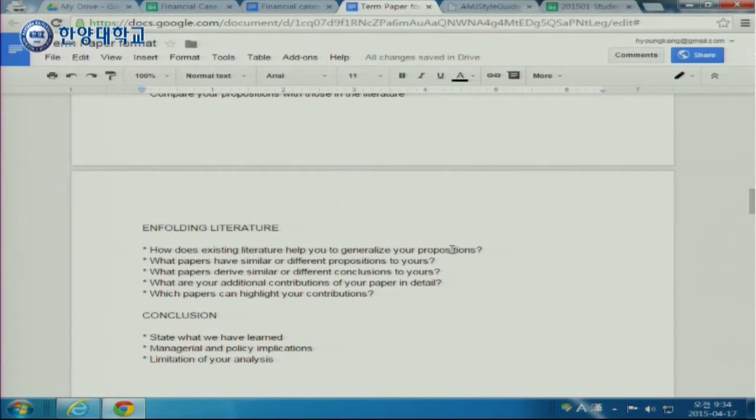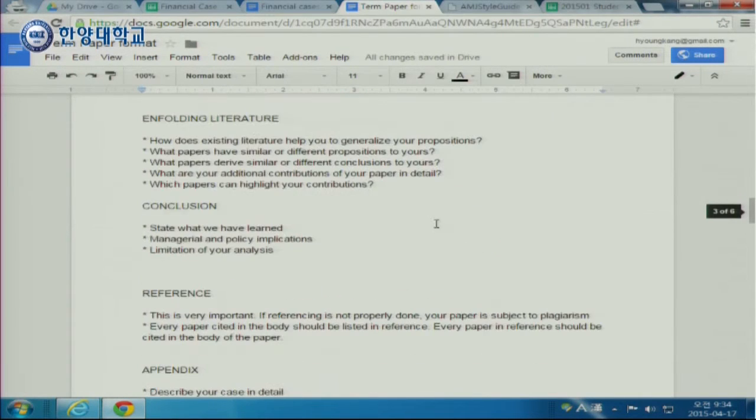You have to argue how existing literature helps you to generalize your proposition. Part of this is done in the previous section. And what papers have similar or different propositions to yours? What papers derive similar or different conclusions to yours? What are your additional contributions of your research paper in detail? And which paper can highlight your contribution? If you do this one correctly, then people know, oh, this research is valuable, and this is the takeaway.